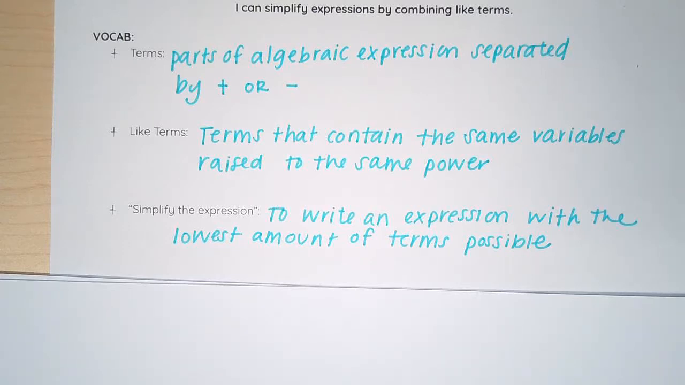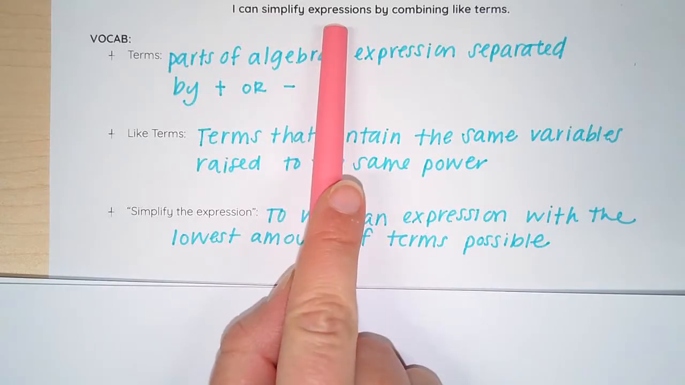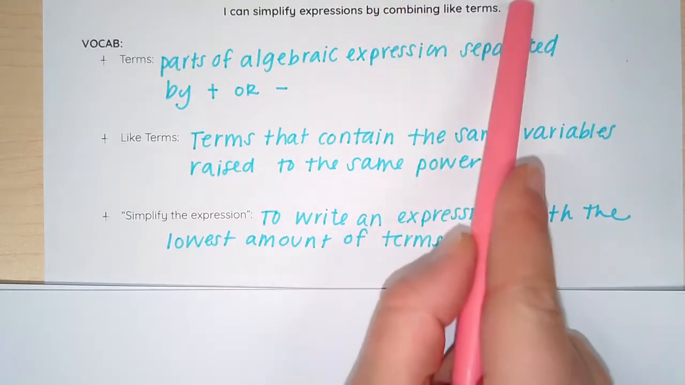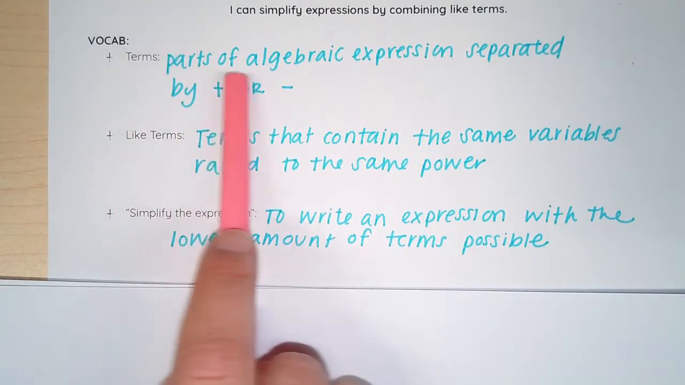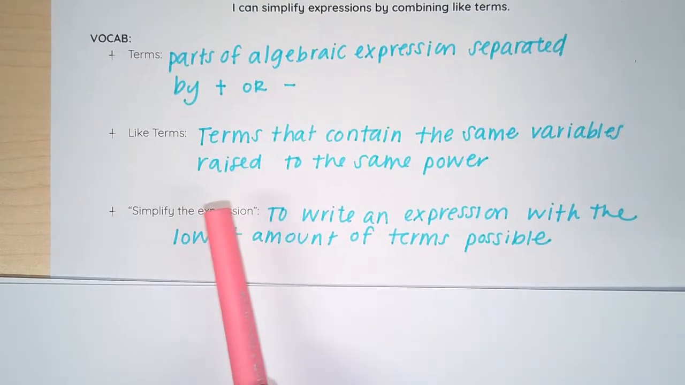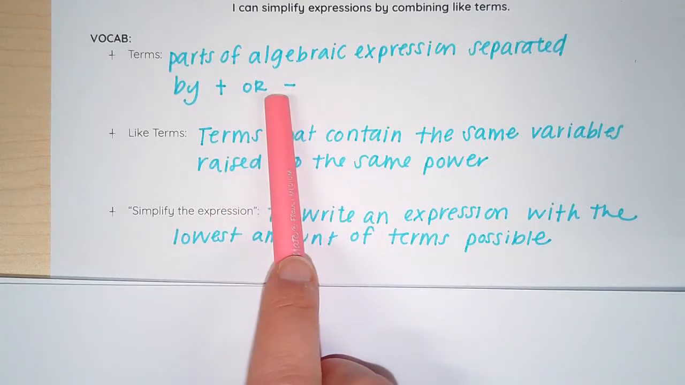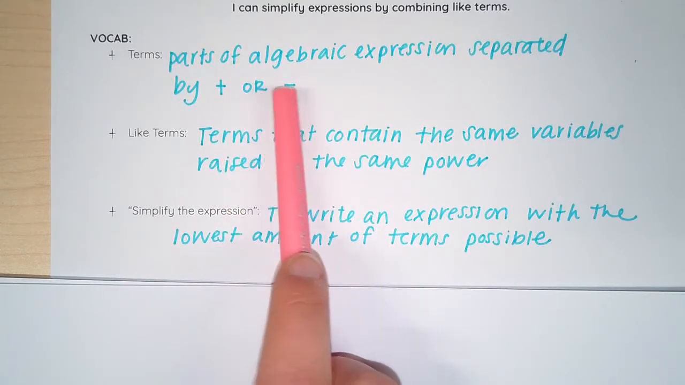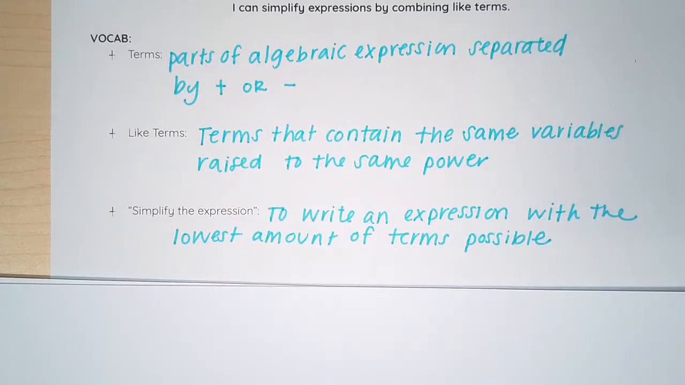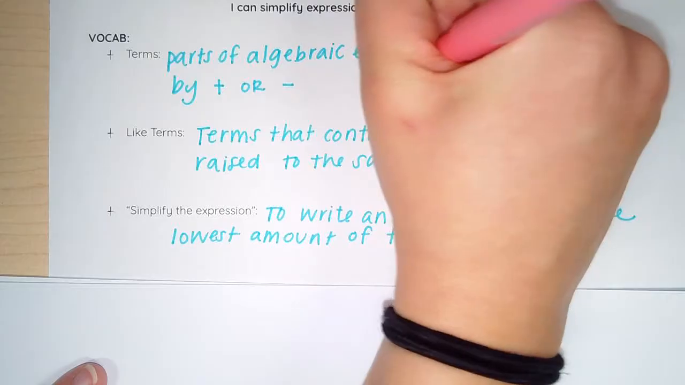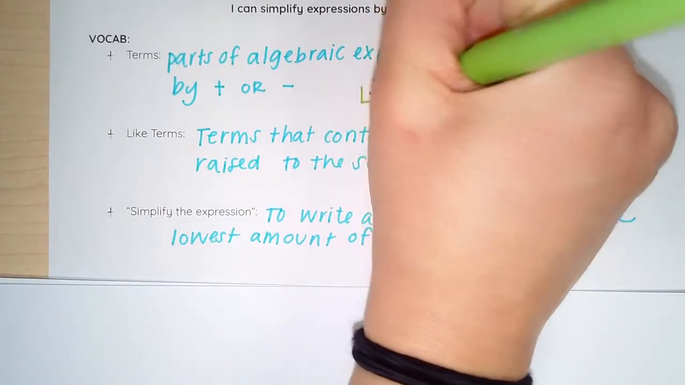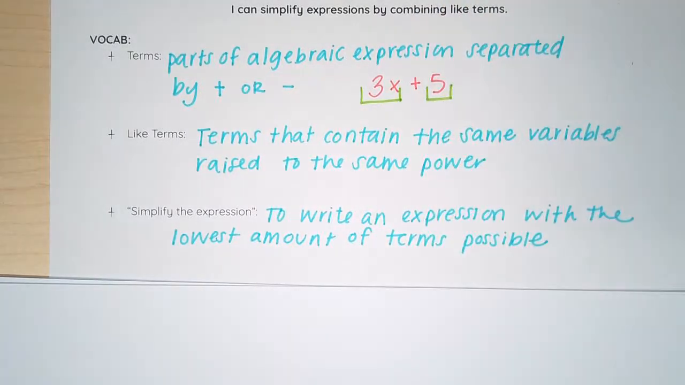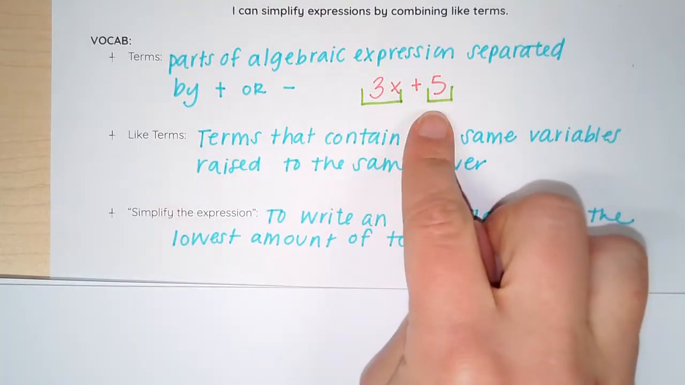Today we are going to talk about simplifying expressions by combining like terms. To review, terms are the parts of algebraic expressions that are separated by plus or minus signs. Okay, so terms are the separate individual parts of an expression. So if I have 3x plus 5, this is one term, and this is my second term. So this has two terms.